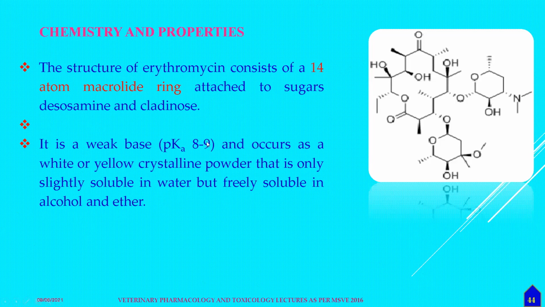Yesterday we have seen that it is a weak base, and the pKa ranges from 8 to 9. It occurs as a white or yellow crystalline powder that is only slightly soluble in water, but freely soluble in alcohol and other solvents. So it is only slightly soluble in water, and hence it needs to be dissolved in alcohol for the preparations, especially the oral preparations. Many excipients are there, whereas the parenteral preparation contains alcohol.